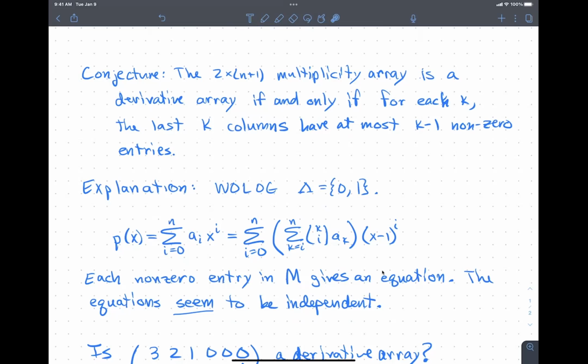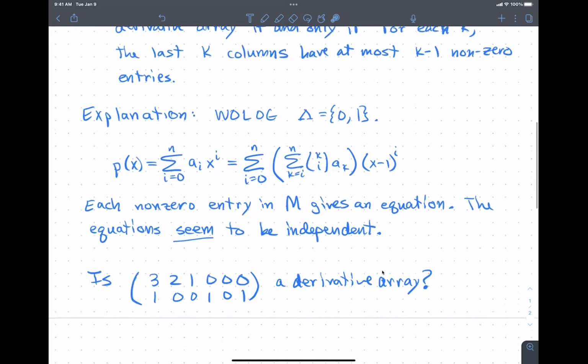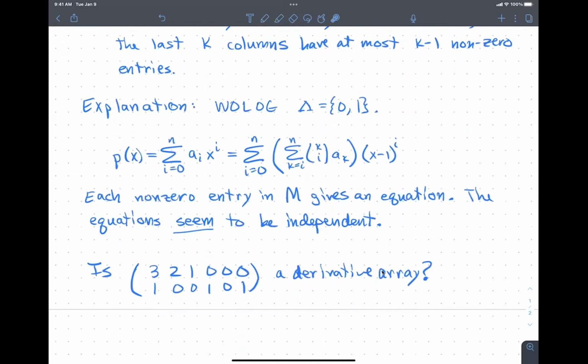Each non-zero entry gives us an equation. If we just have k equations and we have k unknowns, then probably that's going to force all the coefficients to be 0, which violates the non-zero parts. And it looks like for 2, you can work out what those equations are, and it does seem that they are non-singular in all of their combinations. So I don't have a proof, but that's kind of an explanation for why we would expect this kind of a condition.